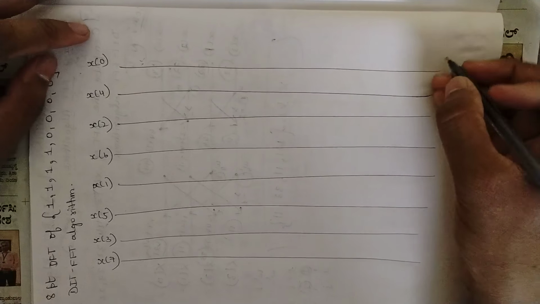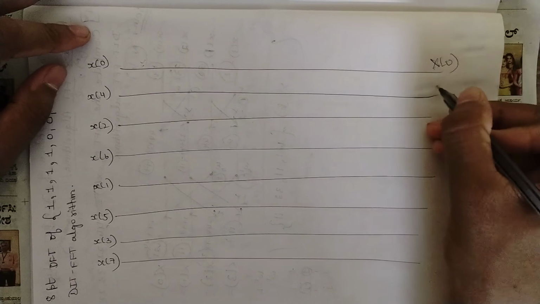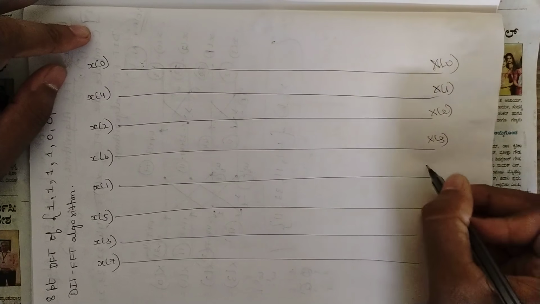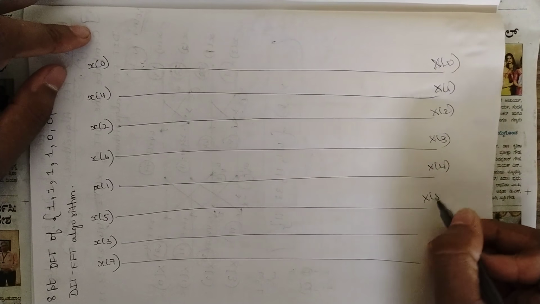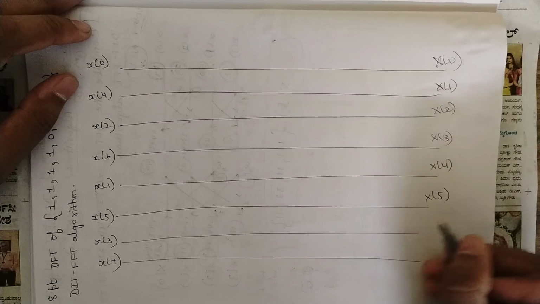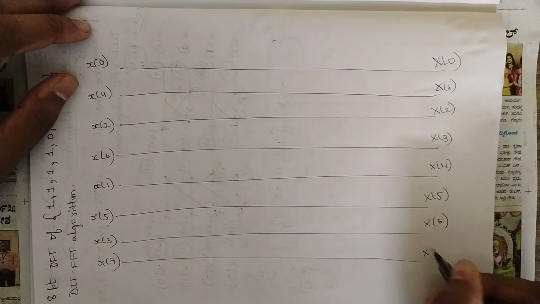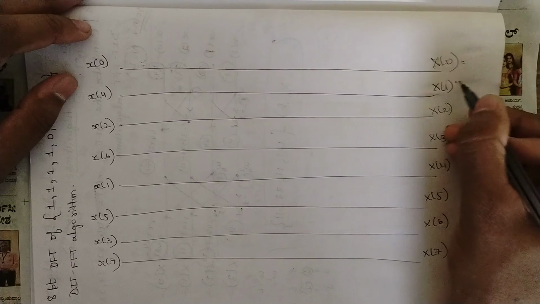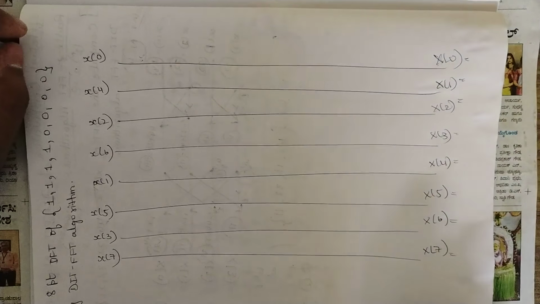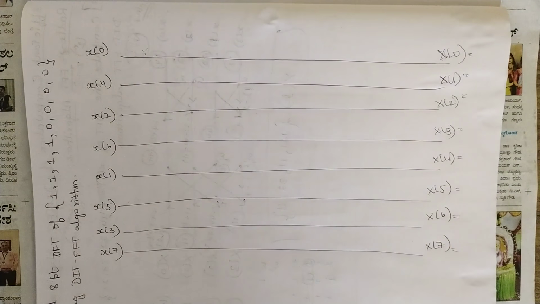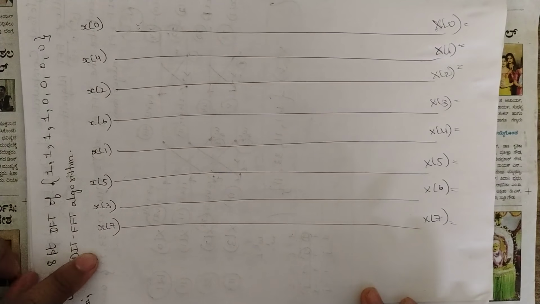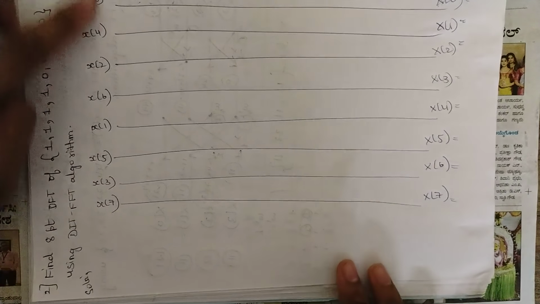And on the output side all the terms as they are, that is capital X of 0, X of 1, 2, 3, 4, 5, 6, 7. Okay, on the output side all the terms should remain as they are. This is one method. If this is difficult for you to remember, one more trick is the bit reversal process.